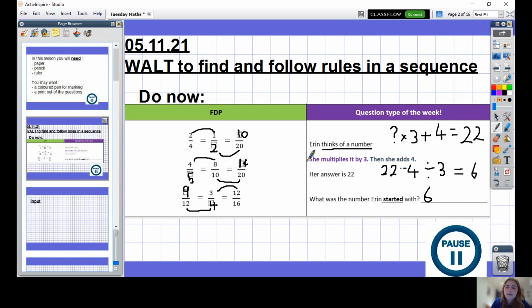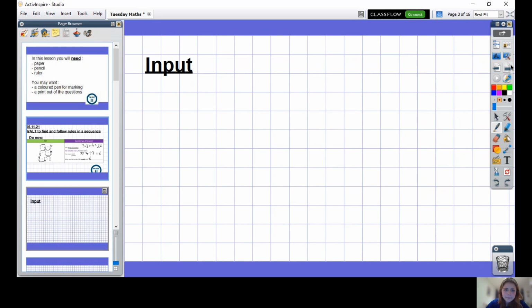Let's quickly test that out then. 6 times 3 is 18. Add 4 is 22. Her answer was 22, so that's correct. Well done if you got all of those do now questions correct. We're going to move on to the next slide now.